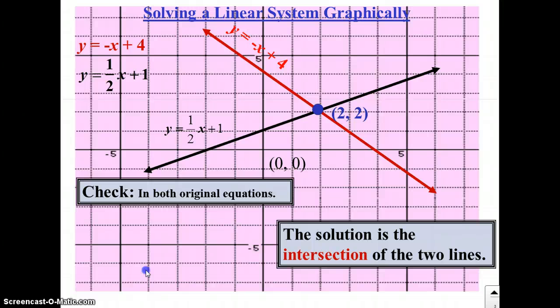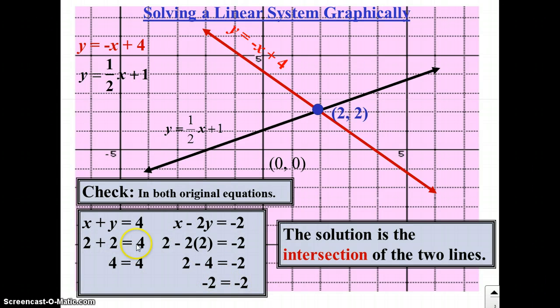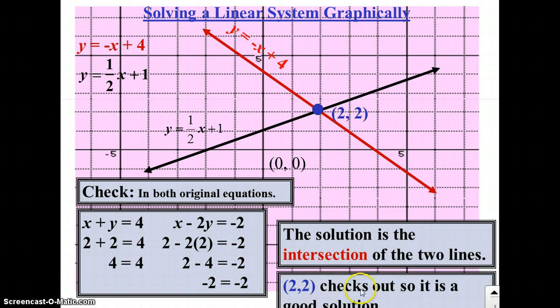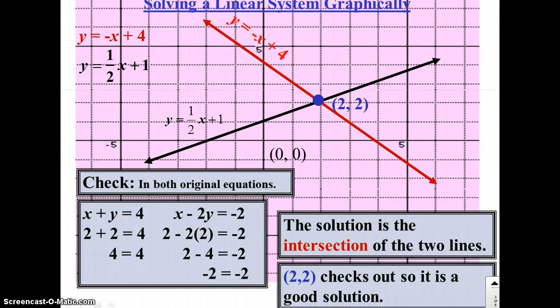If you check it properly, here's what you come up with. For x + y = 4, we know 2 + 2 is 4, and for x - 2y = -2, if I plug in x is 2 and y is 2, the left side equals the right side. Checks out in both equations, therefore it is a good solution. Excellent.